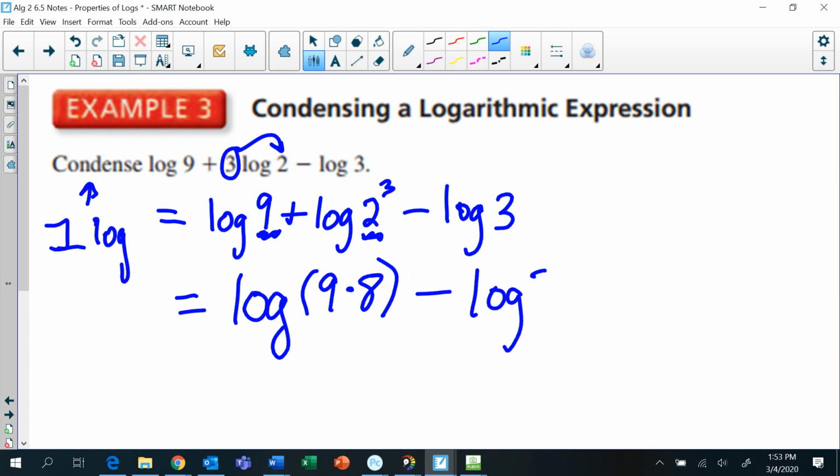Where did the 3 go? Why did you make the 8? Oh, 2 to the 3rd, I just multiplied it out. Stop talking over her, I can't hear. I can't hear anything either.